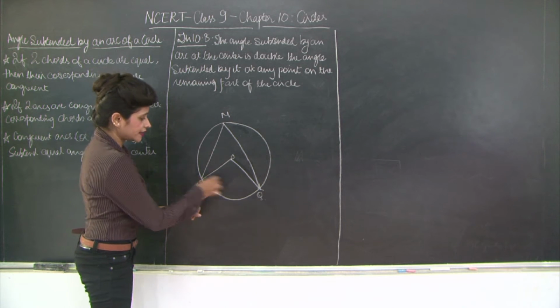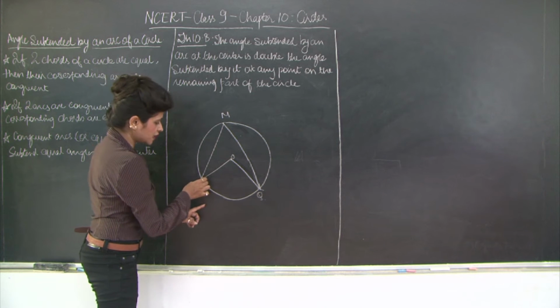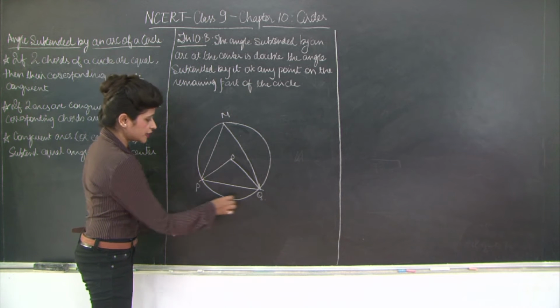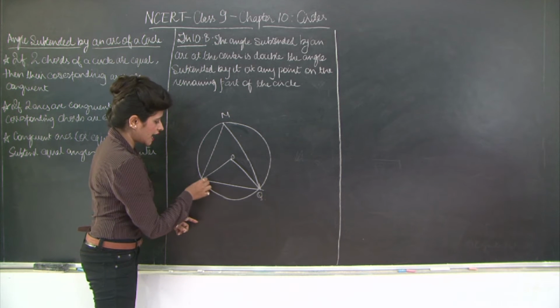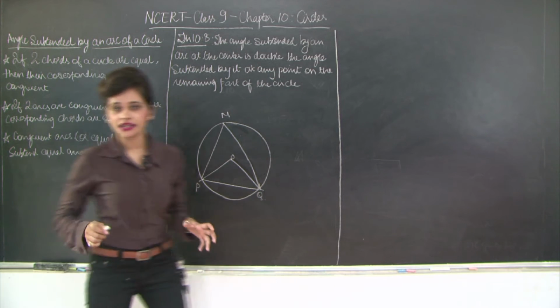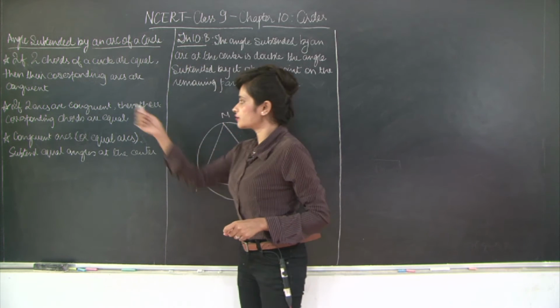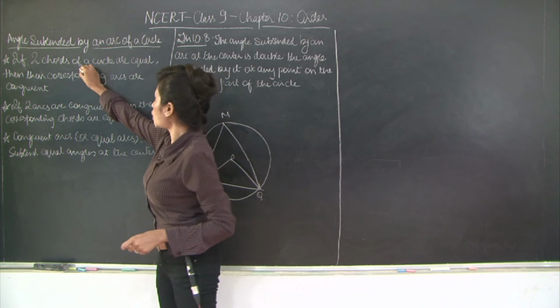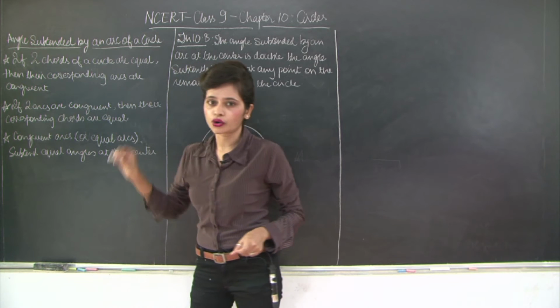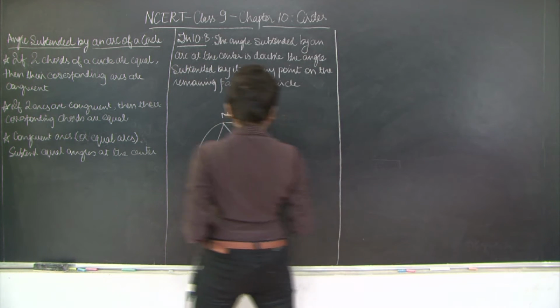Now if I join these points P and Q, I will get the chord PQ. So corresponding to this minor arc PQ, I have a chord, that is chord PQ. So what can we see? We will conclude these three points. If two chords of a circle are equal, then their corresponding arcs are congruent. Why?